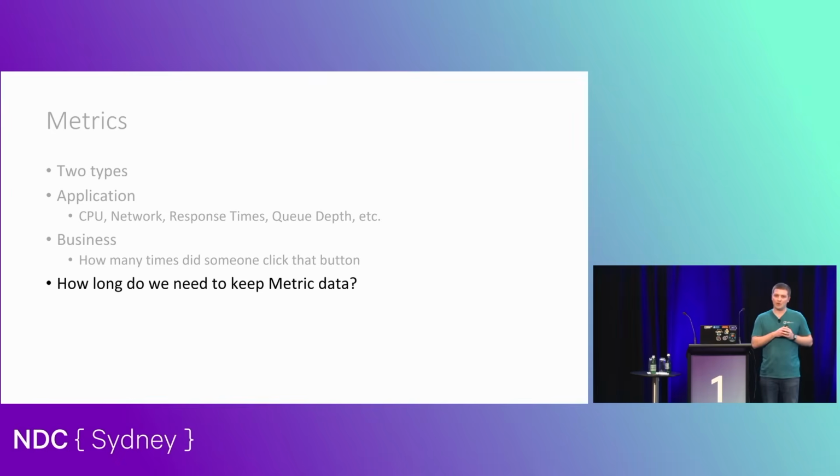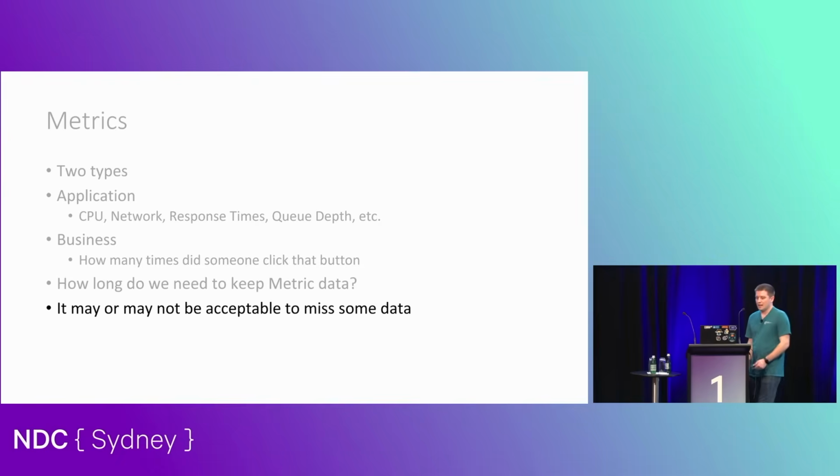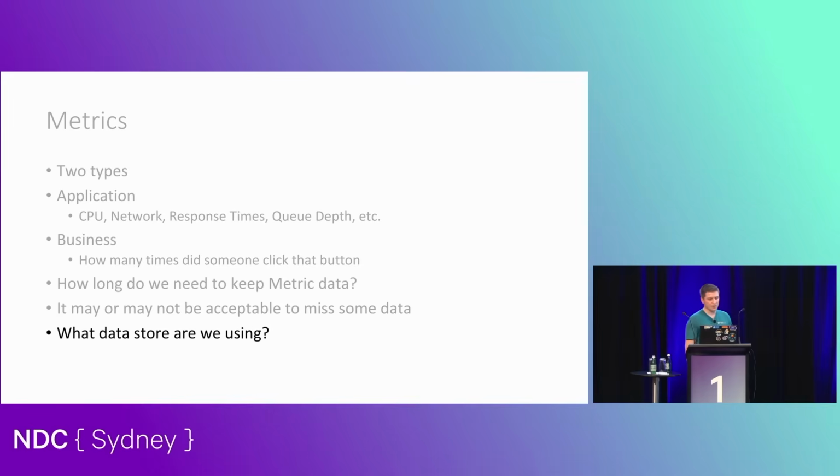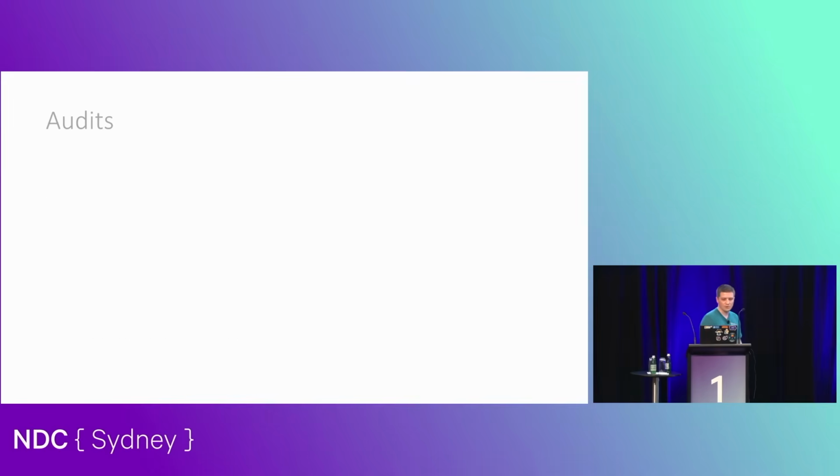So like counting the number of payments, how many payments were made, you probably don't want to use something like App Insights to track some of that, because again, you might not have guarantees that it matches what's in your real data store. So it may or may not be acceptable to miss out on some of that data. So again, you have to think about what data store we are using.